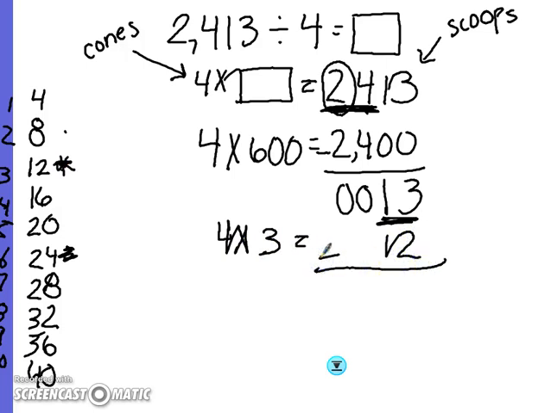To figure out how many scoops I still have to share, I need to subtract. 3 minus 2 is 1. 1 minus 1 is 0. I have 1 scoop left. Well, can I share 1 scoop with 4 people? No, of course I can't.